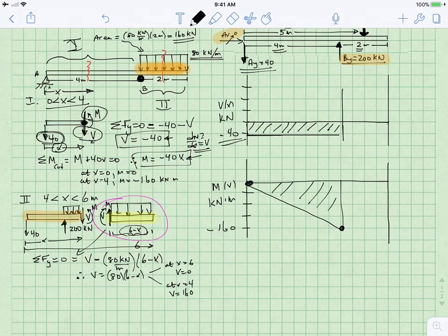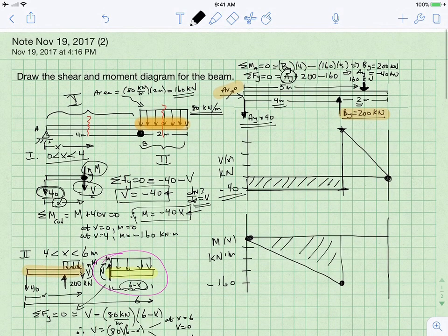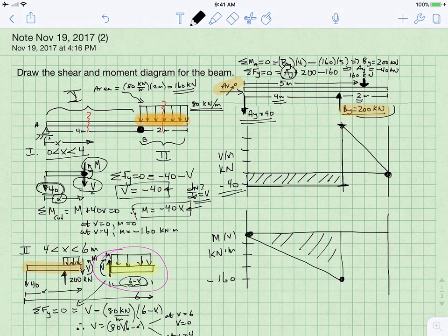So at x equals 6, shear is 0, and at x equals 4, shear is equal to 160, so that would be right here on the diagram. You might at first say, wow, that's a big difference from 40, but let's remember what's going on at this exact position. A reactive load of 200 kilonewtons pushing up is happening. Let's check this magnitude: 160 plus 40, which is 200.